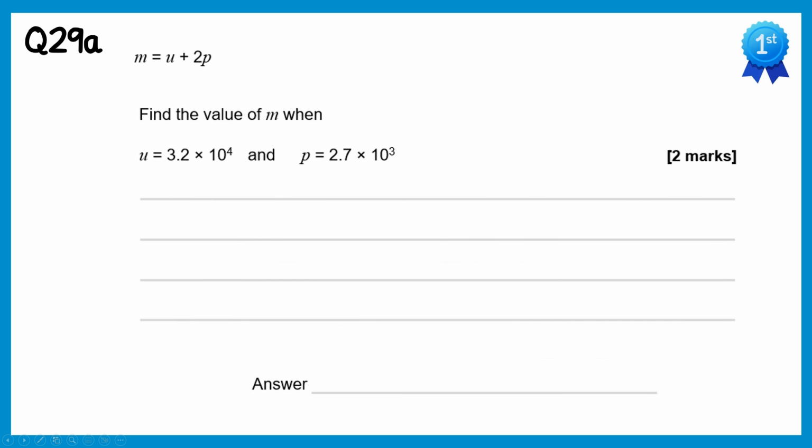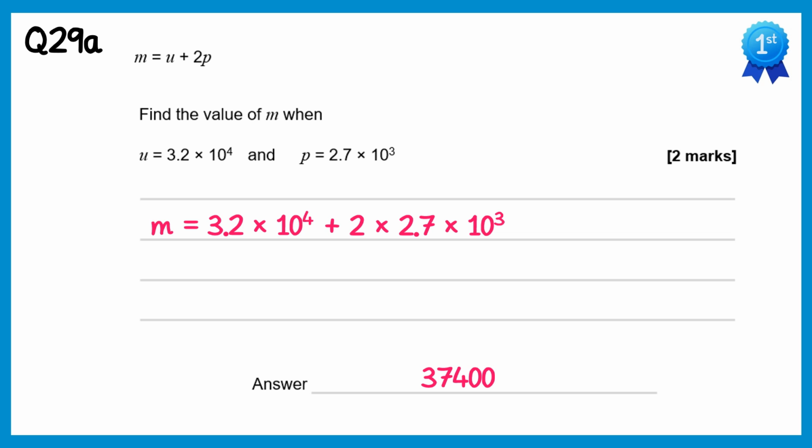For this question, we need to find the value of m, and we're told what u and p are. So we're going to write out the formula again, but change u for 3.2 times 10 to the 4, and change p for 2.7 times 10 to the 3. So it starts with m equals u, which we know is 3.2 times 10 to the 4, plus 2p, so 2 times 2.7 times 10 to the power 3. You can now just type all of this into your calculator, and you'll get the answer 37,400.